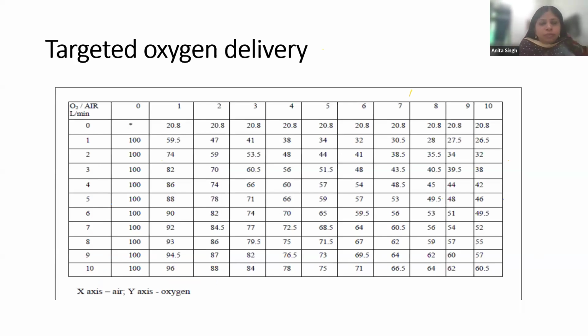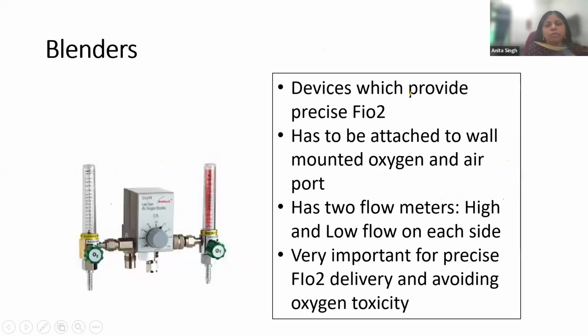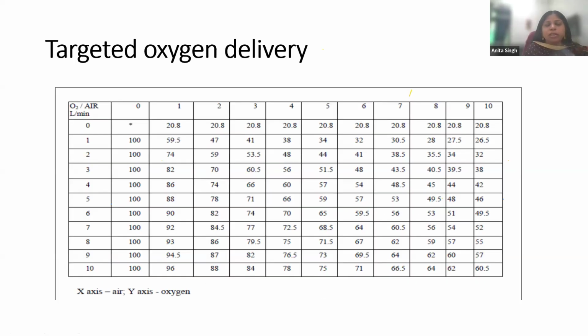Then this is something which was previously very much used, as people were aware that oxygen toxicity can lead to problems. And this is a chart which can provide you the blending. So suppose you don't have a blender, but you have oxygen and air flow meters attached to the wall mounted source, and you connect those oxygen and air to a Y piece and put it to the baby, then by altering the flow of oxygen and air flow meters, you can adjust the FiO2.